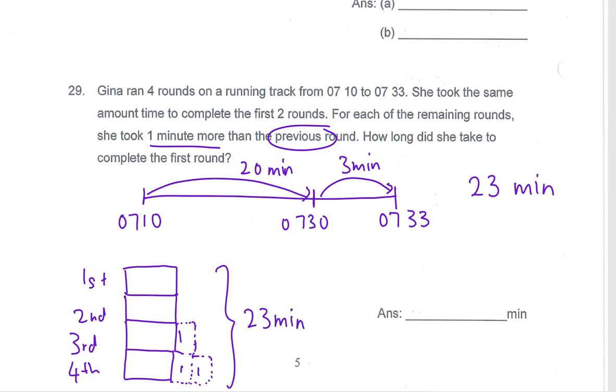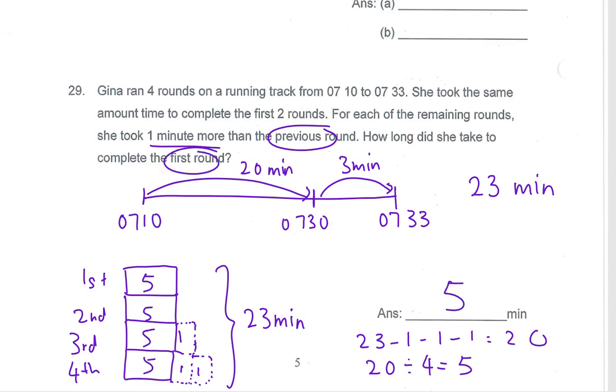So if you see the model and the model is being drawn properly, you are able to take away all the extra parts that leaves you with 20. And this 20 is actually for 4 units, which gives you 5. So the first round is actually 5 minutes.